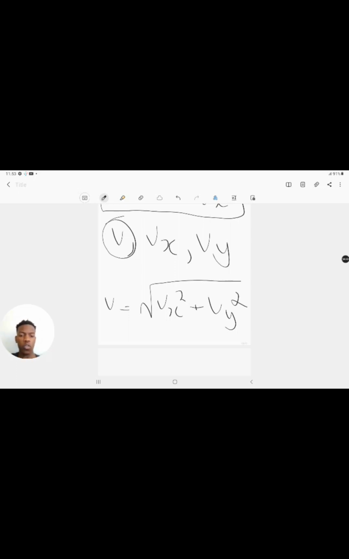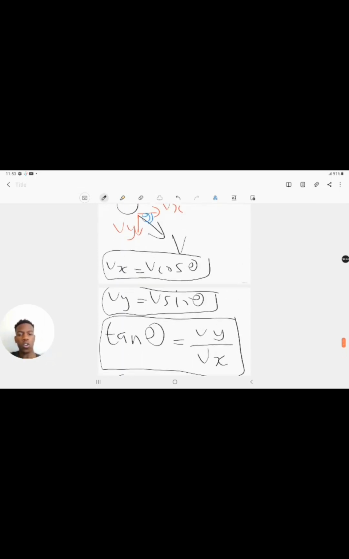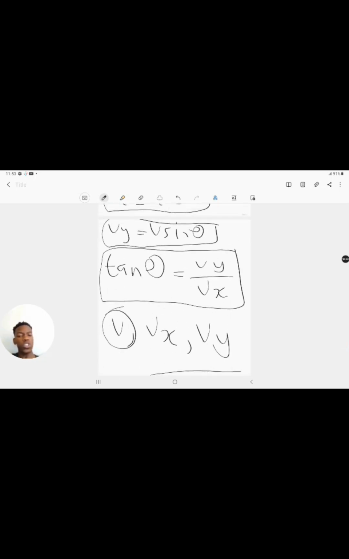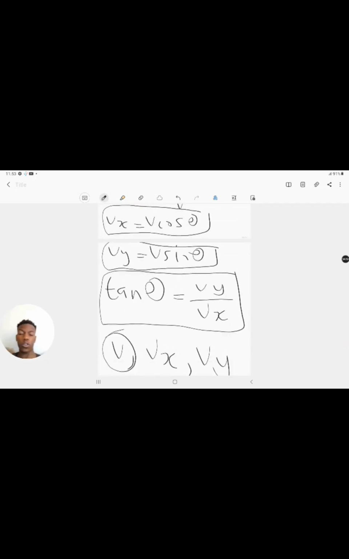Basically, you can move from your components to your resultant, and you can move from your resultant to your components, okay, using trigonometry. I will prepare a separate video relating these things to trigonometry to show how you come up with them. Okay, so that's momentum in 2 dimensions.